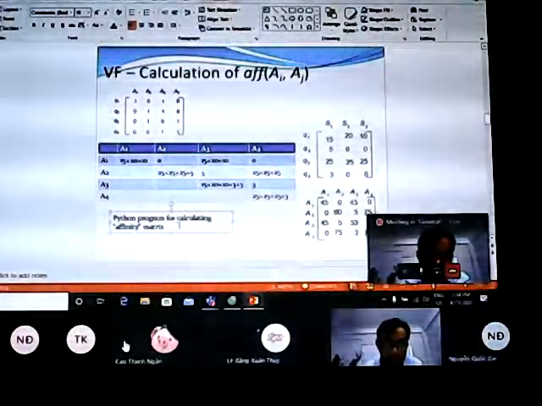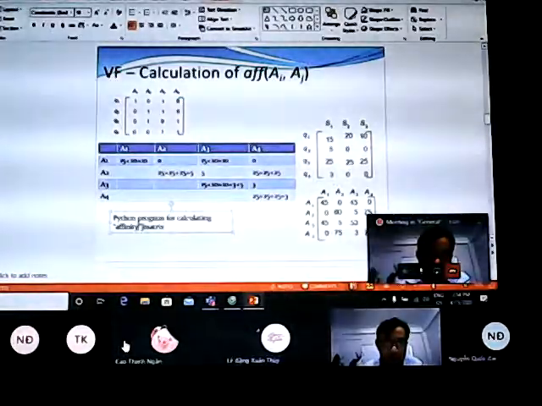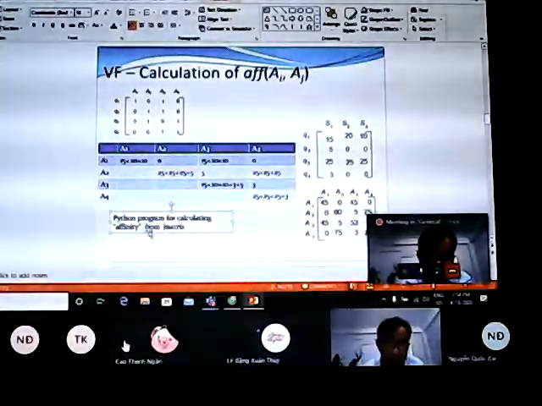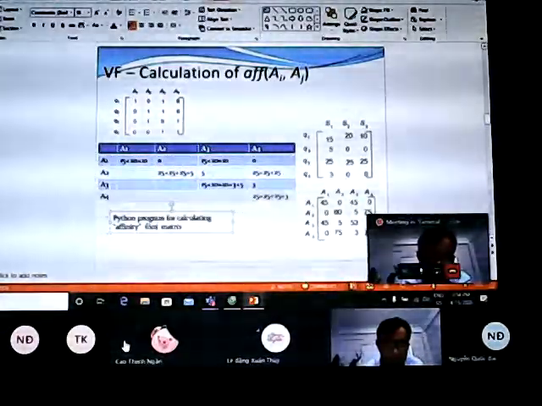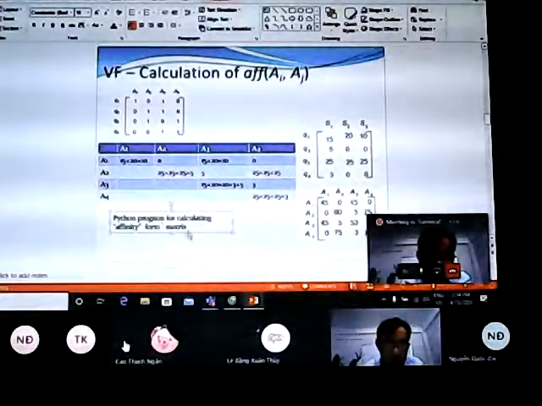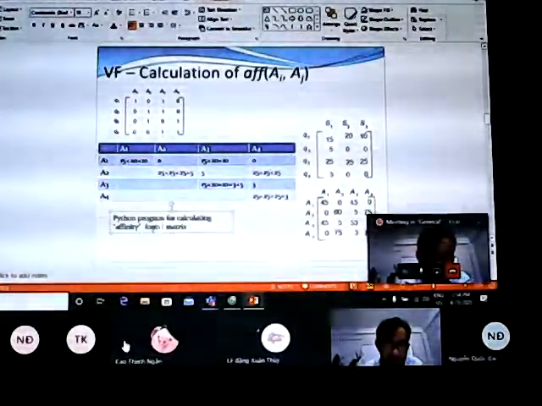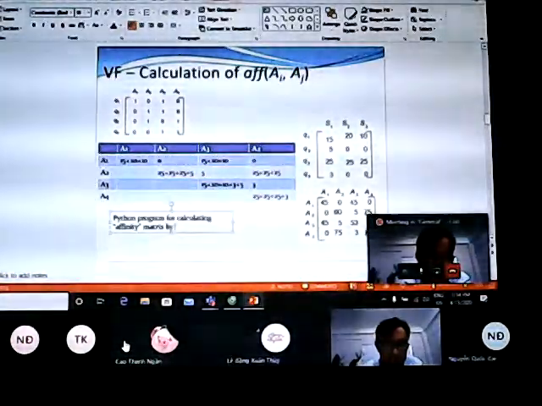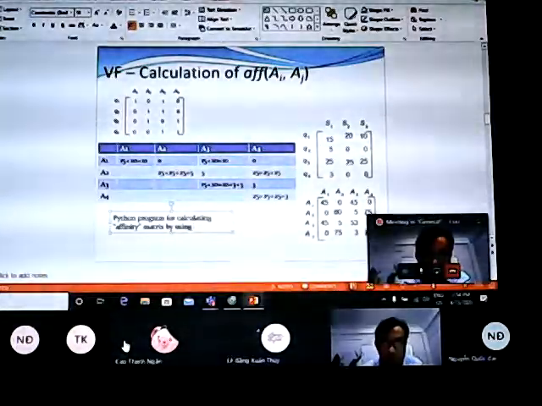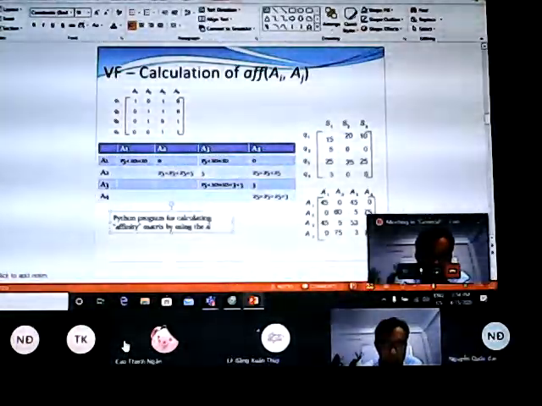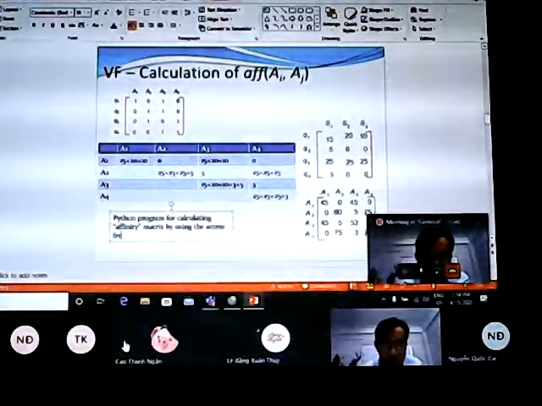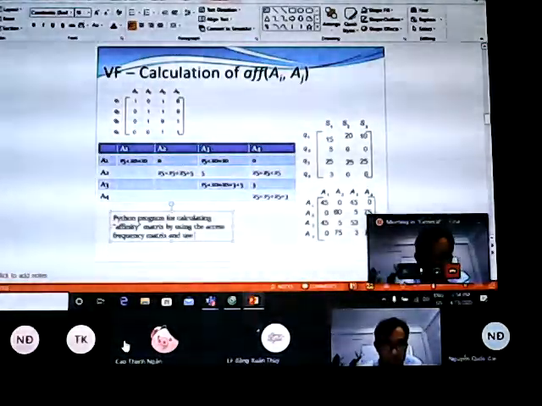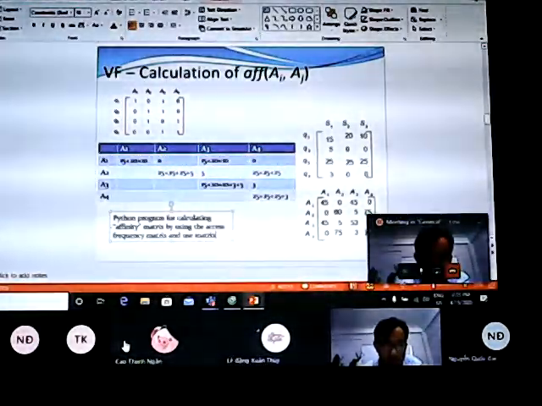the affinity matrix. Python program for calculating affinity matrix, by using the access frequency matrix and use matrix. Okay, pause.